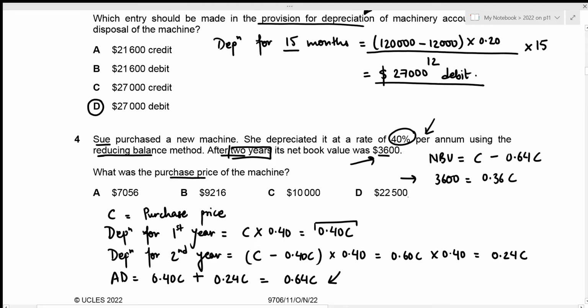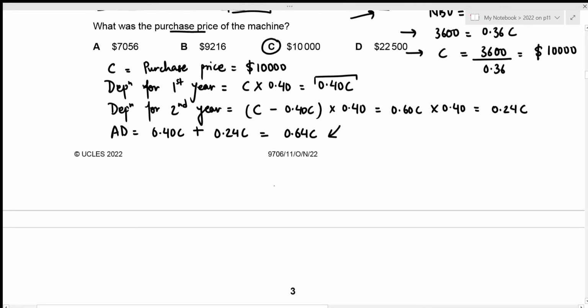Now we can easily figure out the value for C. That is just going to be 3,600 divided by 0.36, which results in value of 10,000. Which means that our purchase price has the value of 10,000. And this is given in option C, so that will be the correct answer. This concludes question number 4. Now we can move towards question number 5.